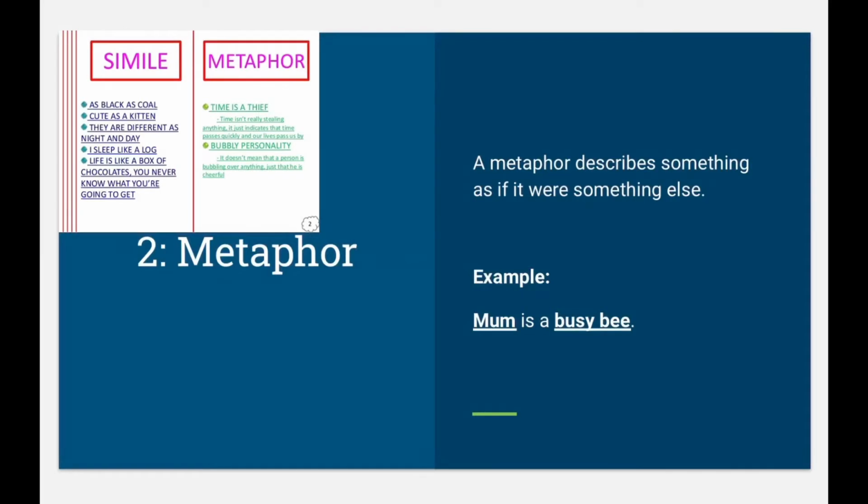A metaphor describes something as if it were something else. Example, Mom is a busy bee. Many people get mixed up between the simile and the metaphor. Well, I'm going to show you an example of both. Time is a thief. Time isn't really stealing anything. It just indicates that time passes by quickly. But in a simile, they use as or like. In the metaphor, you will never find as or like at all. But in the simile, you will find as or like. So time is not stealing anything. It just shows that time passes by quickly.